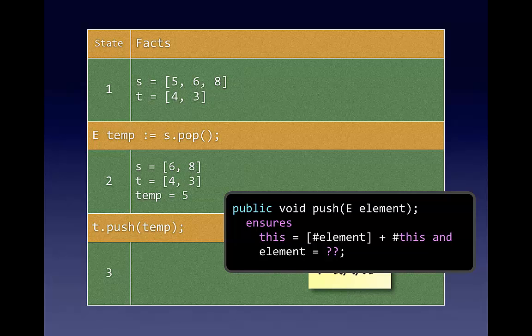The second part of the postcondition says that the new value of temp, the value of temp after the call, is equal to question mark, question mark. What does that mean? Well, that means that the new value of temp is unspecified. You can think of unspecified as having a similar meaning to uninitialized. That is, you shouldn't use the variable temp again until you initialize it or assign to it with a new value. Okay, so now we have our new state. S does not change, T is the sequence 5, 4, 3, and temp is unspecified.